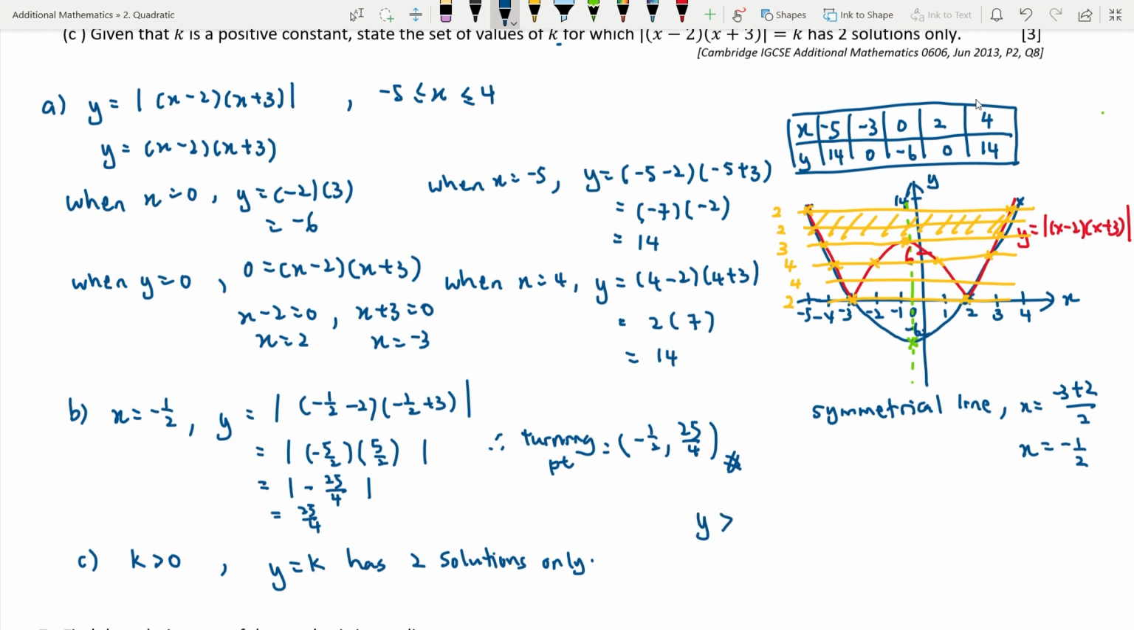When y is greater than the turning point, 25/4, but not equal to the turning point. If it equals the turning point, it will have 3 solutions. Other than this, y equal to 0 also has 2 solutions. But the question states that k is greater than 0. Hence, this answer is ignored and we accept only this answer.